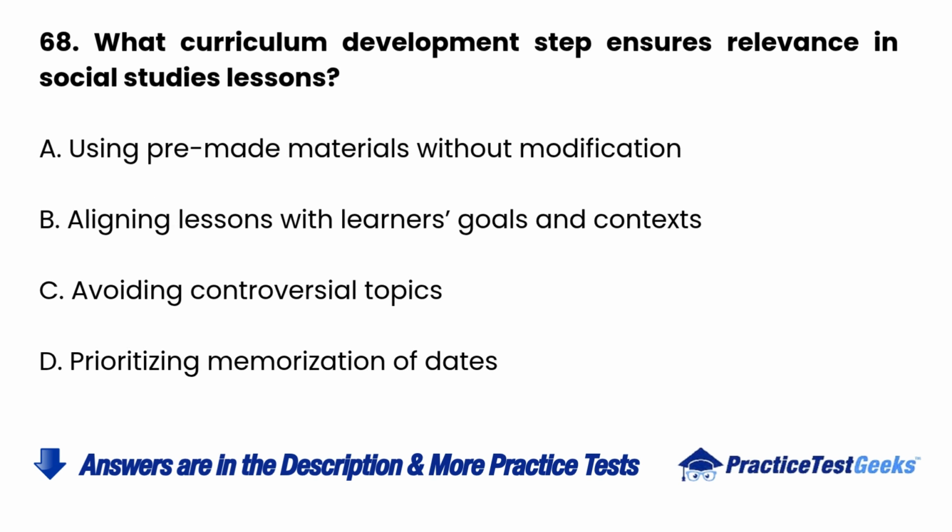68. What curriculum development step ensures relevance in social studies lessons? A. Using pre-made materials without modification. B. Aligning lessons with learners' goals and contexts. C. Avoiding controversial topics. D. Prioritizing memorization of dates.